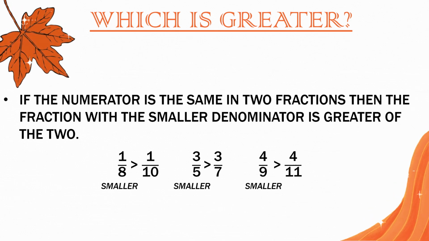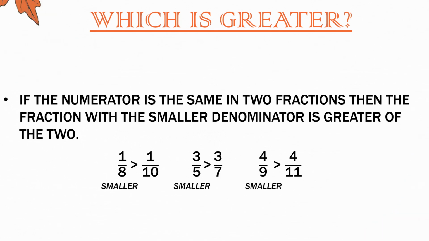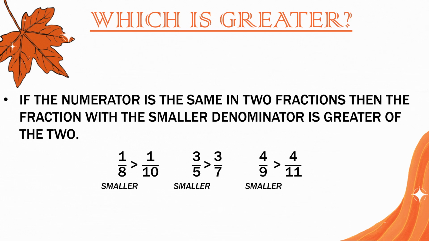Yes, in the first situation, the pizza was divided into half, that is 1 by 2. But when two more friends came in, you had to divide the pizza into 4 equal parts, that is 1 by 4. Here, 1 by 2 has the smaller denominator, but still it gives you a bigger portion than 1 by 4. Yes, that's it.